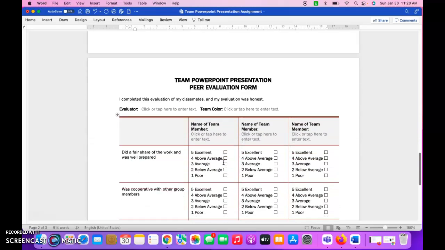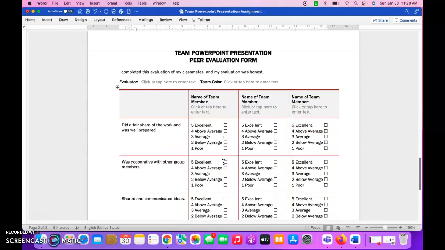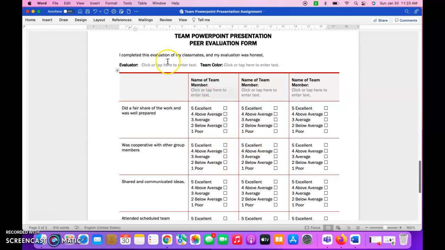So let's look at the peer evaluation form. So this is due that same day at 11:59 p.m., on February 10th at 11:59. You're going to write your information in here. So write your name in the evaluator spot. It says team color. I will change this. It should be team number. Your team number should be showing on your group in Blackboard.